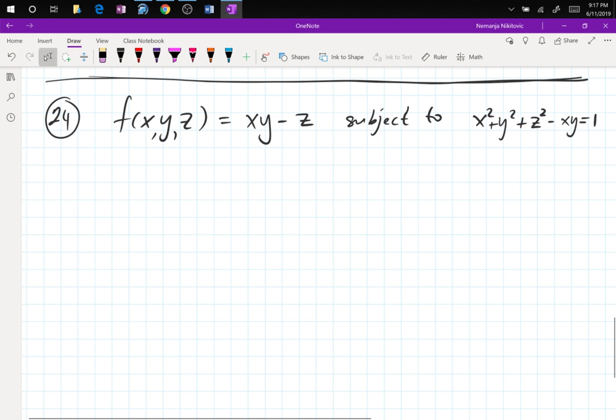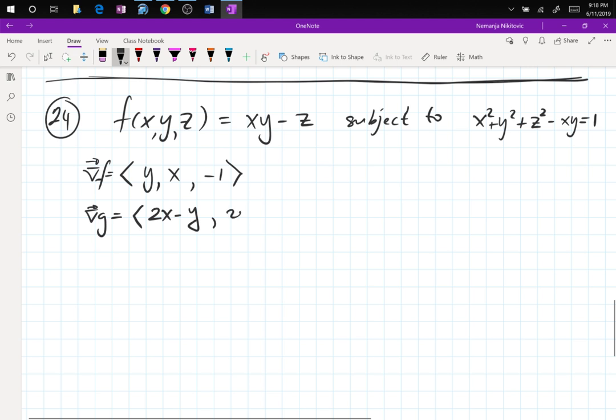All right, so let's see. So del f, partial derivative with respect to x, that's just y. Partial derivative with respect to y, well, that's x. Partial derivative with respect to z, negative 1. Del g, partial derivative with respect to x is 2x minus y. Partial derivative with respect to y is 2y minus x. Partial derivative with respect to z, 2z, and that's it.